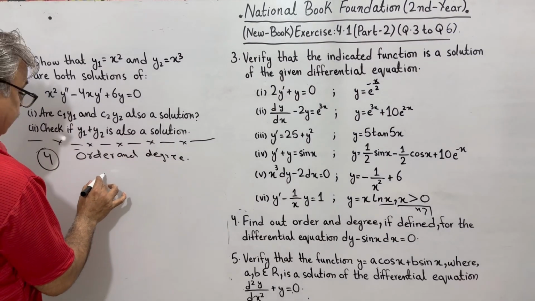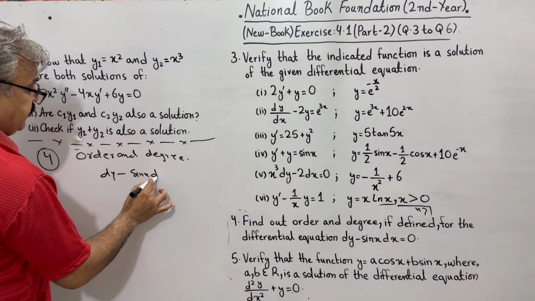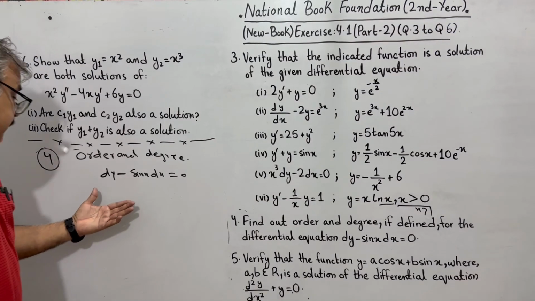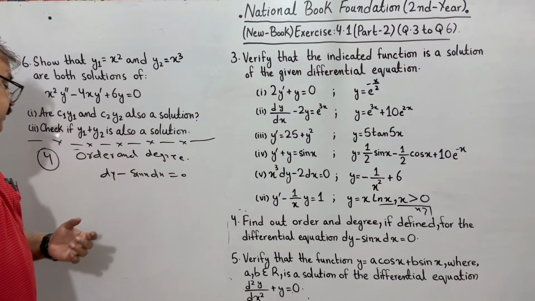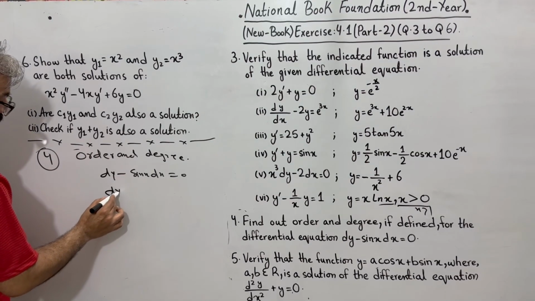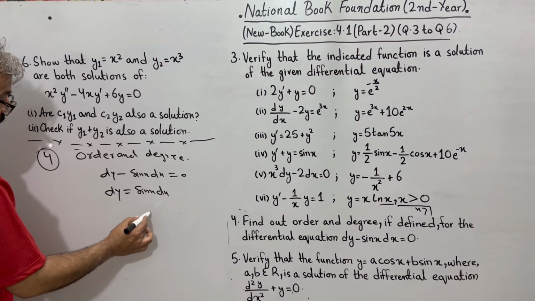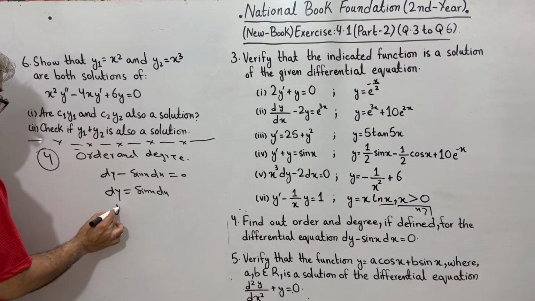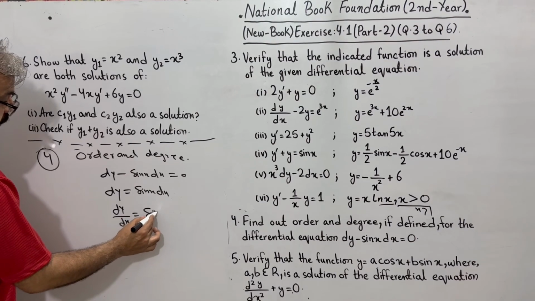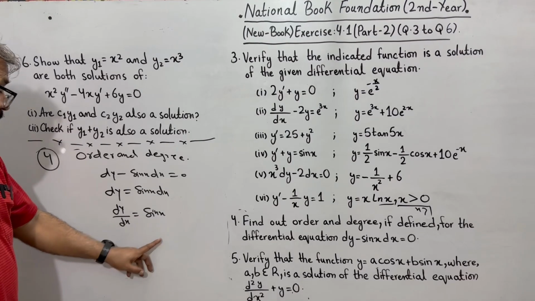What we have? dy minus sin x times dx is equal to 0. That is the practice for upcoming exercise, separable differential equations. Shift sin x dx on the right hand side. dy is equal to sin x dx. Shift dx here. dy over dx as the magic ratio. Differentiation, instantaneous rate of change. dy over dx is equal to sin x.